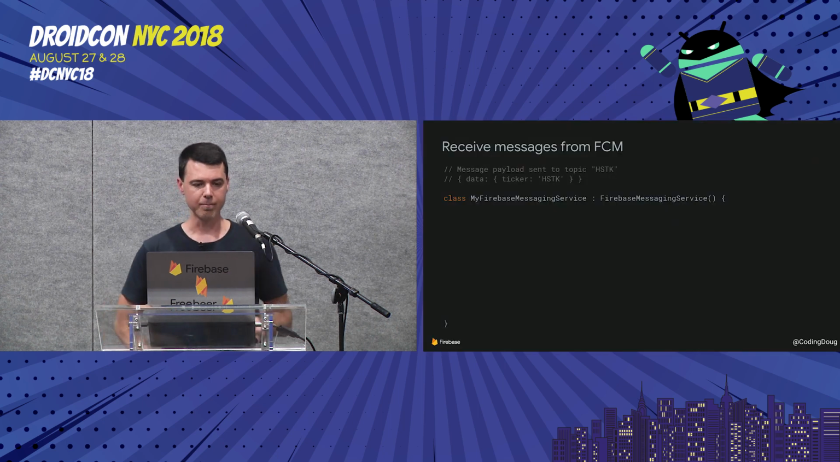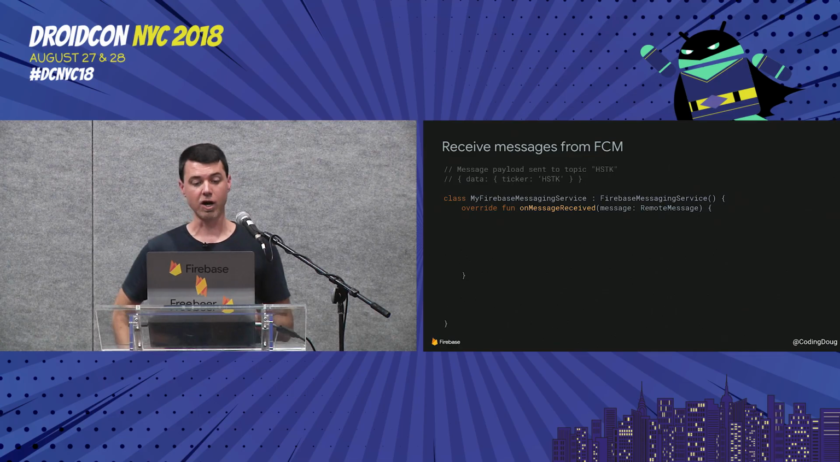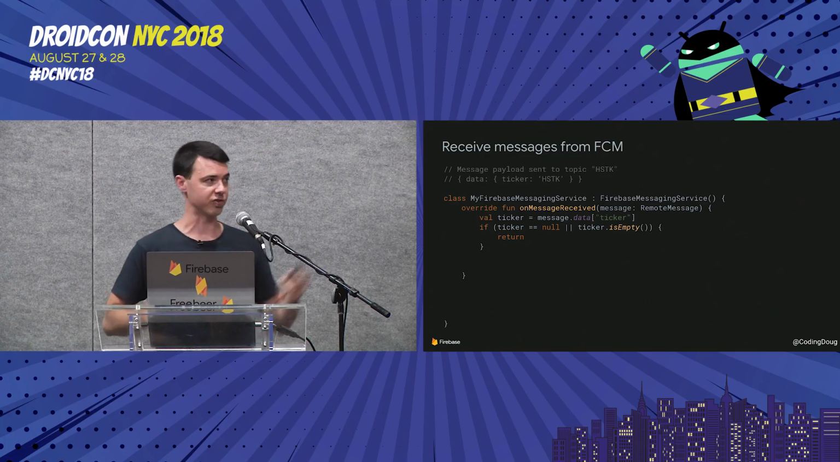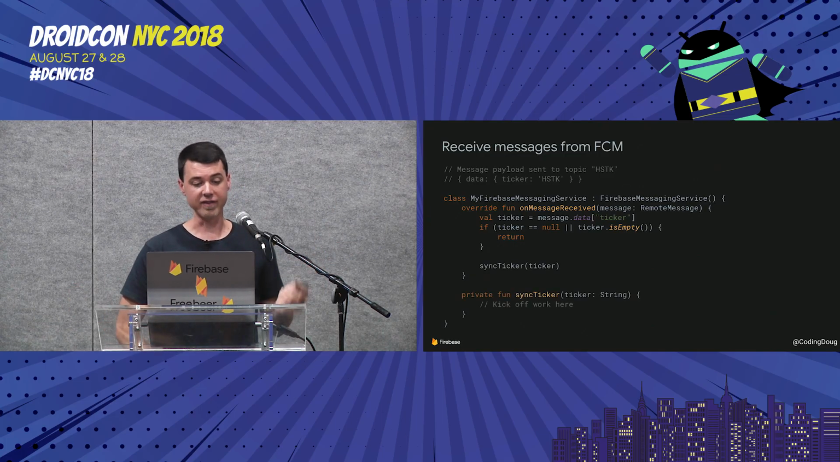To implement message receipt, and I'll go through this real fast because I have just a couple minutes, there's a service that you can subclass, Firebase Messaging Service. This is a regular old Android service. There's a single callback in there called onMessageReceived. The remote message will contain the data from the push. Let's just say that we get the ticker from the message, so there's a JSON payload. The ticker is in the JSON payload. We'll pull the ticker out of there and then schedule a sync.